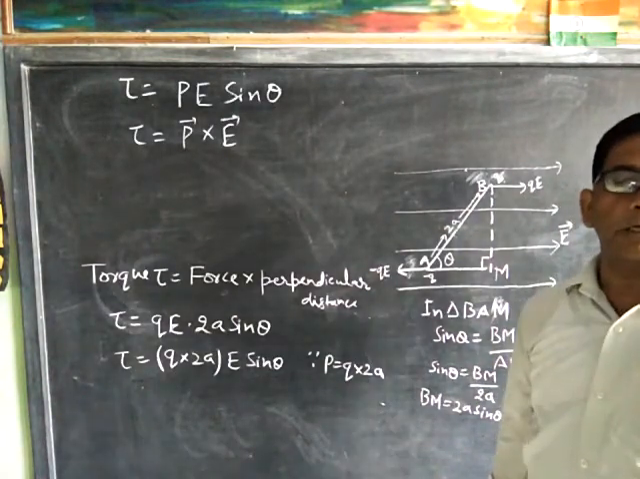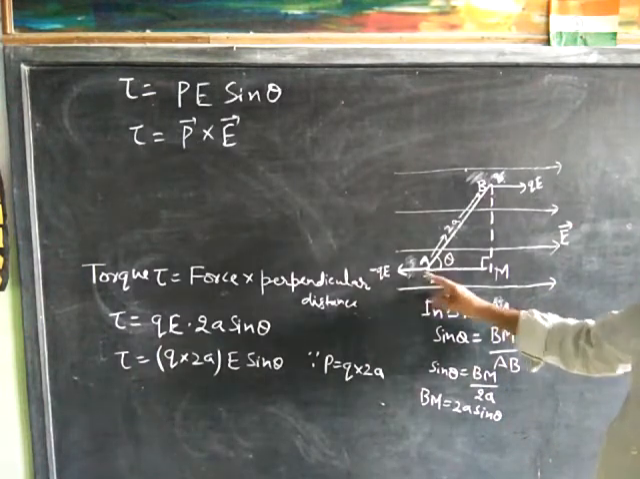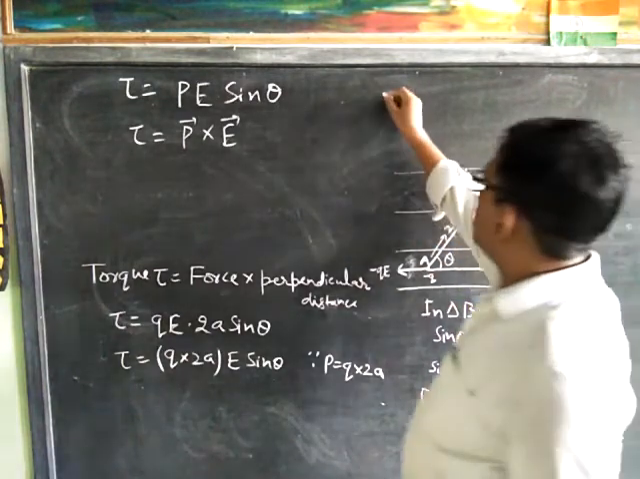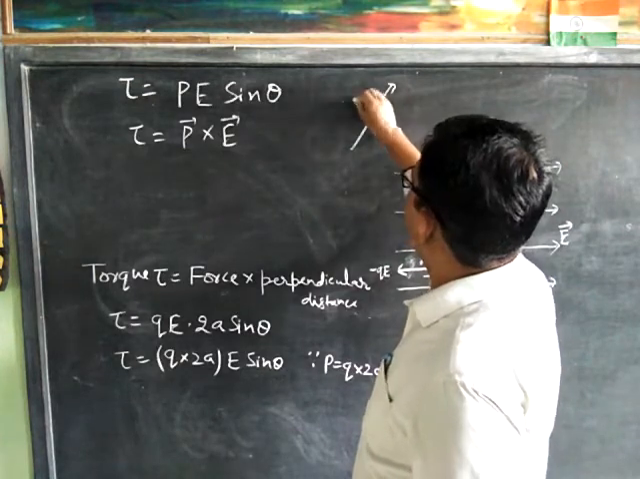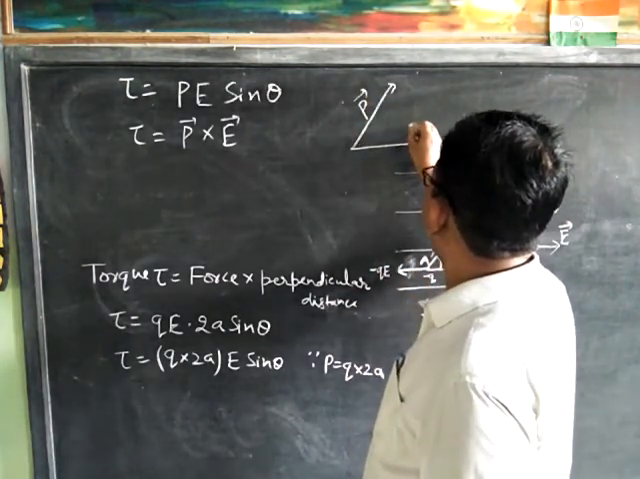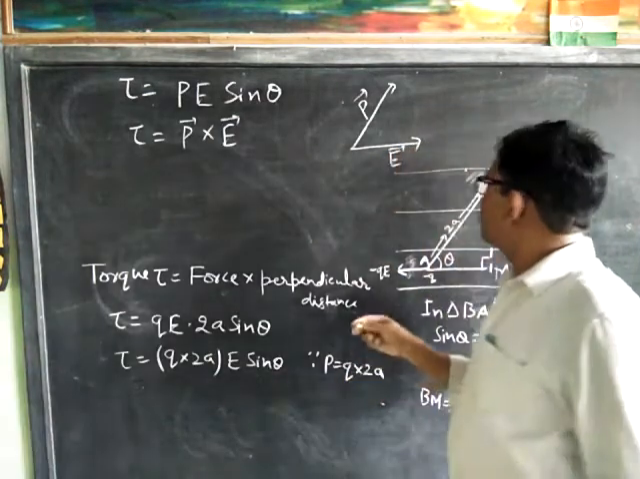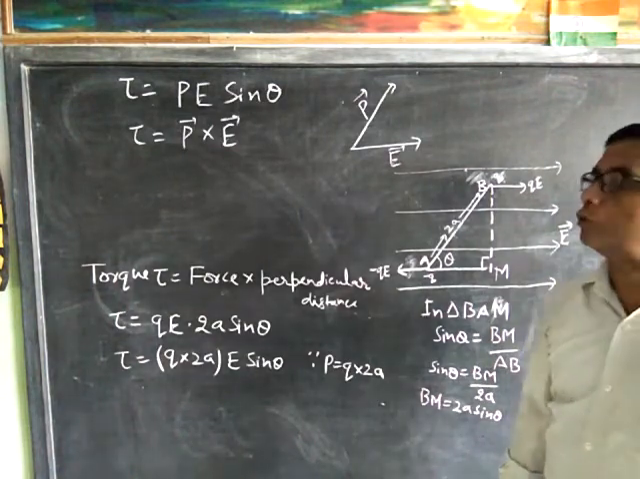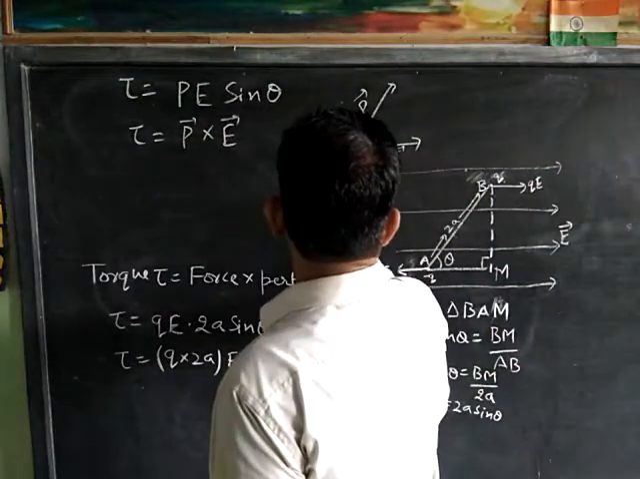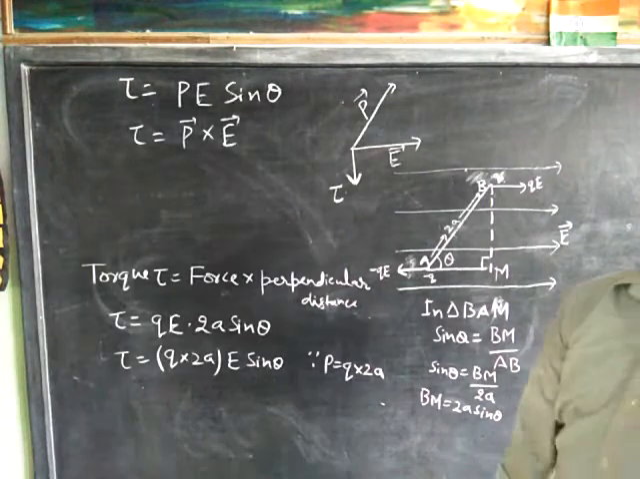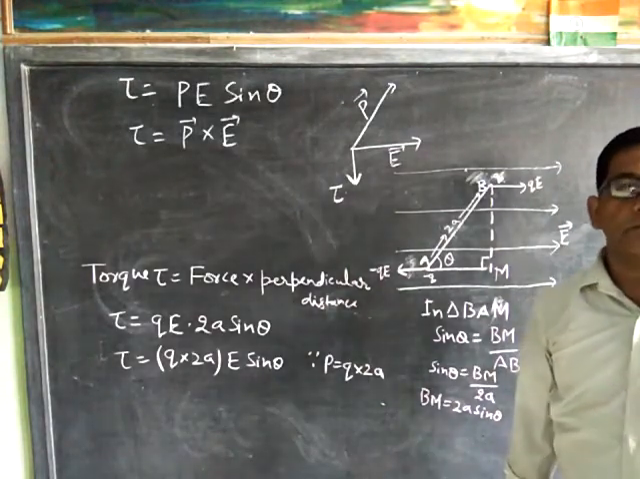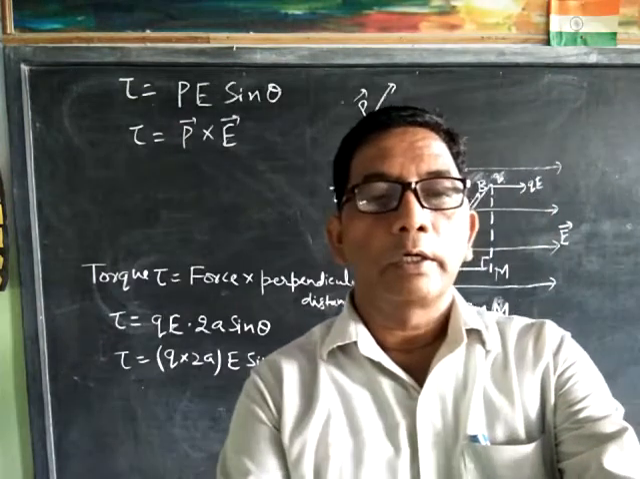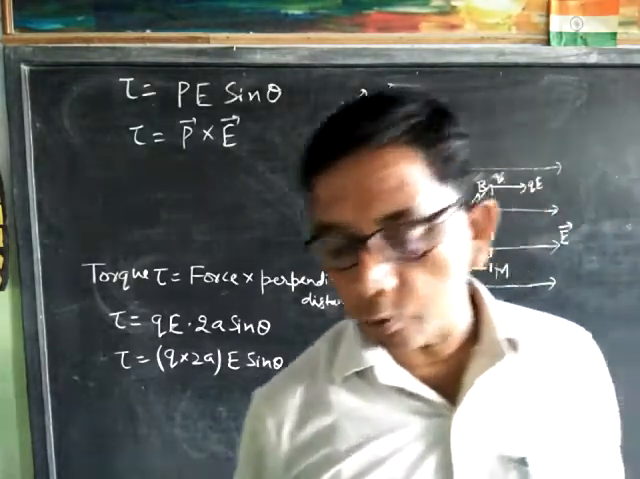The direction of electric dipole moment P is from minus Q to plus Q charge, and the direction of electric field is E. Therefore torque tau will be perpendicular to P and E. Thus, the direction of torque can be found by the right hand screw rule.